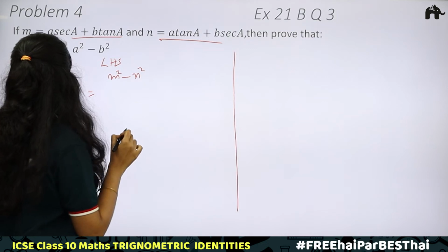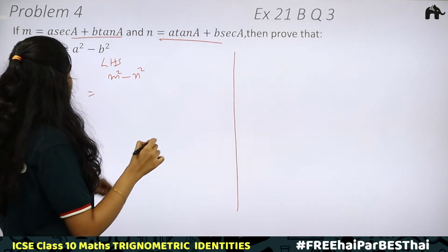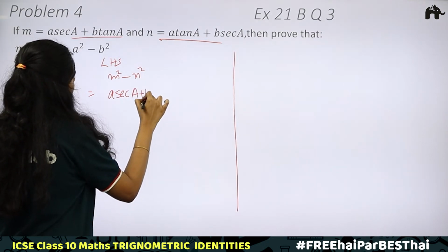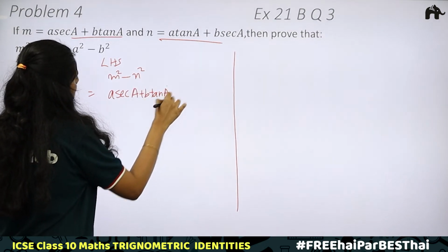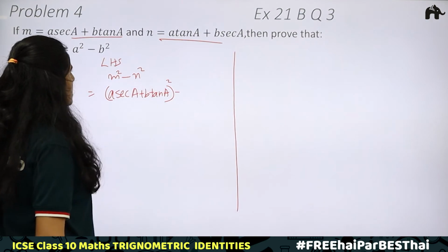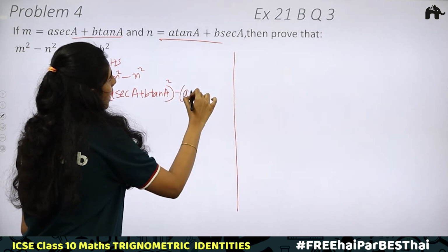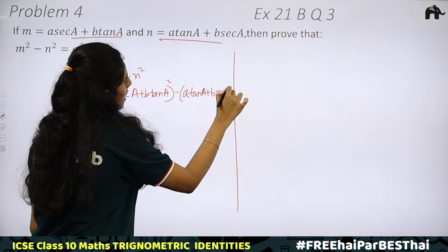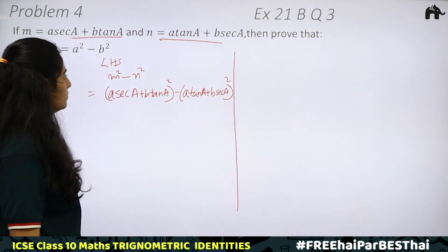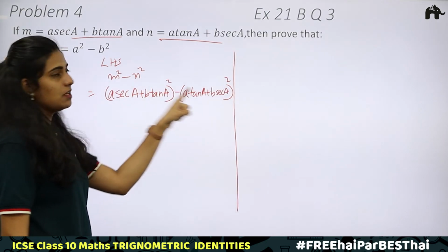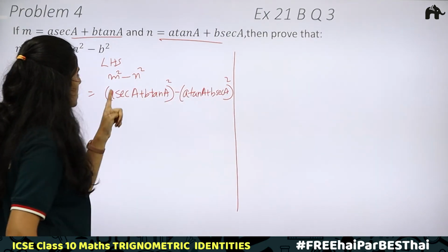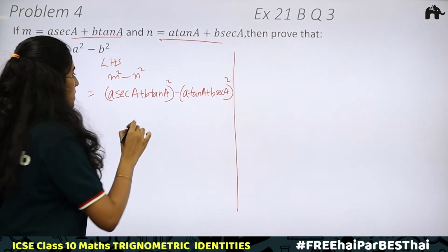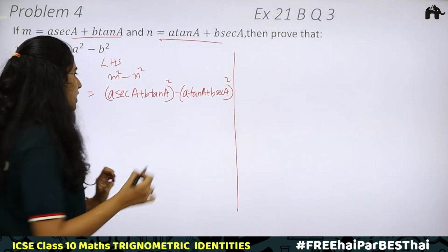What is m? M is equal to a sec A plus b tan A. So (a sec A plus b tan A) whole square minus n, which is (a tan A plus b sec A) whole square. M square minus n square. Same procedure: here it is (a plus b) whole square, here again (a plus b) whole square. (a plus b) whole square is equal to a square plus 2ab plus b square.